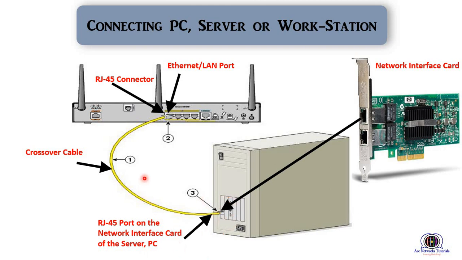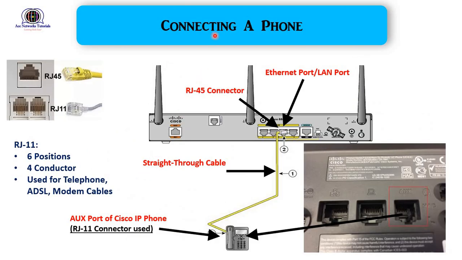Moving further, connecting an IP phone. For connecting IP phones on their auxiliary port, you need an RJ11 connector. The RJ11 connector is a 6-pin connector, usually used for telephones. We need a straight-through cable for this connection. One end of the cable has an RJ45 connector, which connects to an Ethernet port of a router.